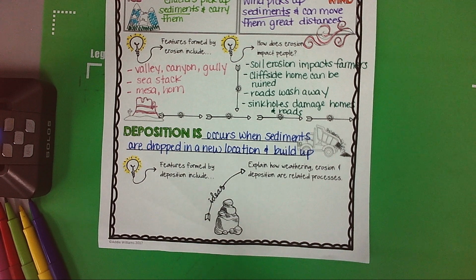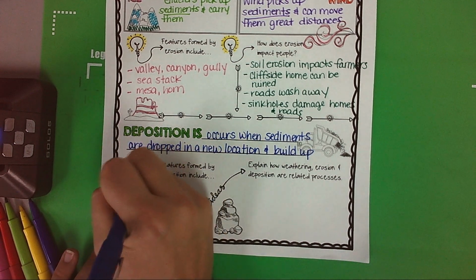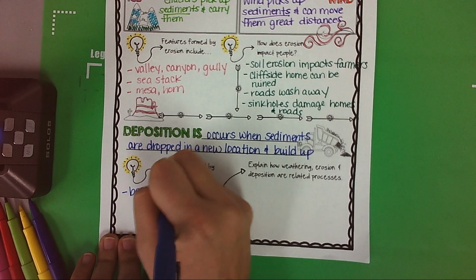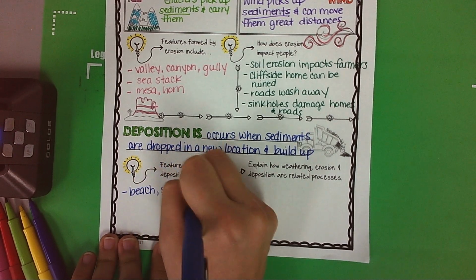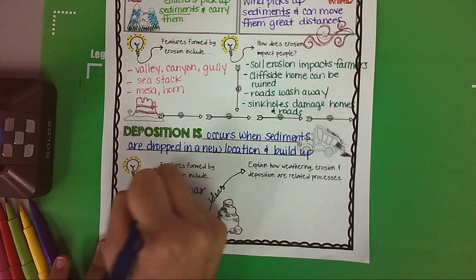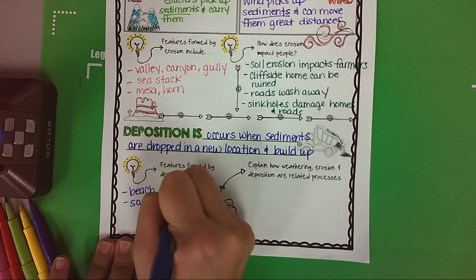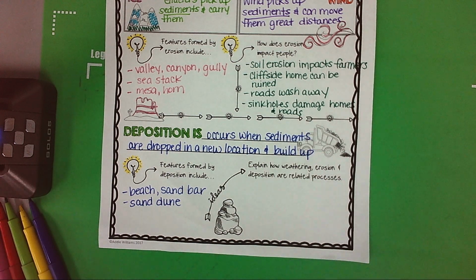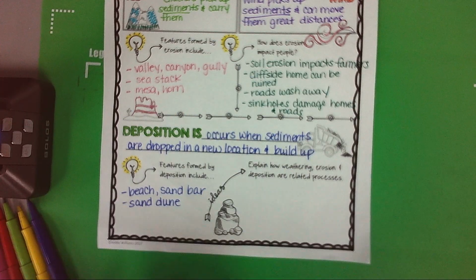Okay, so features that are formed by deposition. So what are some things? The beach is actually formed this way, or you can look at the sandbar, where the sand piles up. Sand dunes, that's deposition. Okay, the sand was carried by the water and then it sits there and it piles up, so that's deposition.